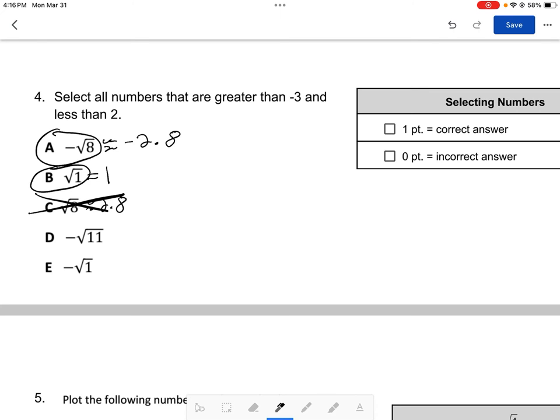The square root of 11 is approximately negative 3.3. And so that's smaller than negative 3, so that will not work. And then the negative square root of 1, I'm sorry, is negative 1. That is greater than negative 3 and less than 2, so that works. So our 3 answers for 4 should be A, B, and E.